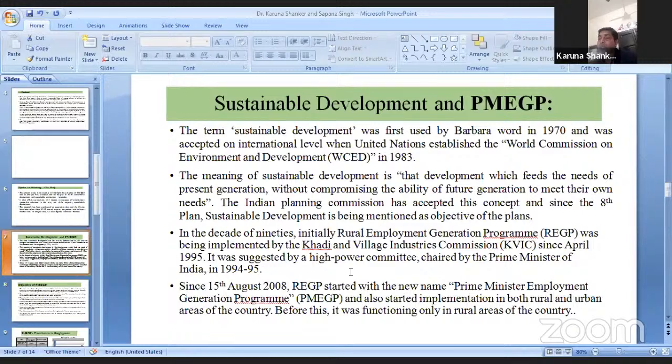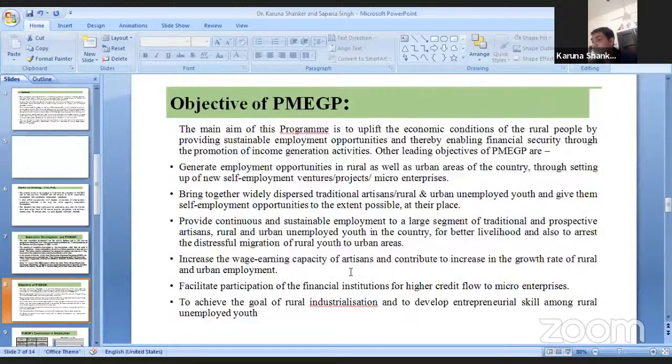Initially, the Rural Employment Generation Program, the REGP, was implemented by the Khadi and Village Industries Commission, KVIC, since April 1995. It was suggested by a High Power Committee chaired by the Prime Minister of India in 1994-95. Then, since 15 August 2008, REGP started with the new name Prime Minister Employment Generation Program, PMEGP, and was implemented in both rural and urban areas of the country, because before this it was functioning only in rural areas.